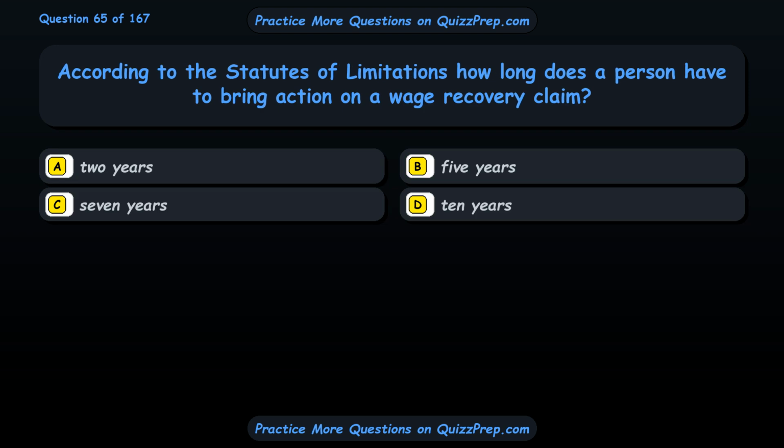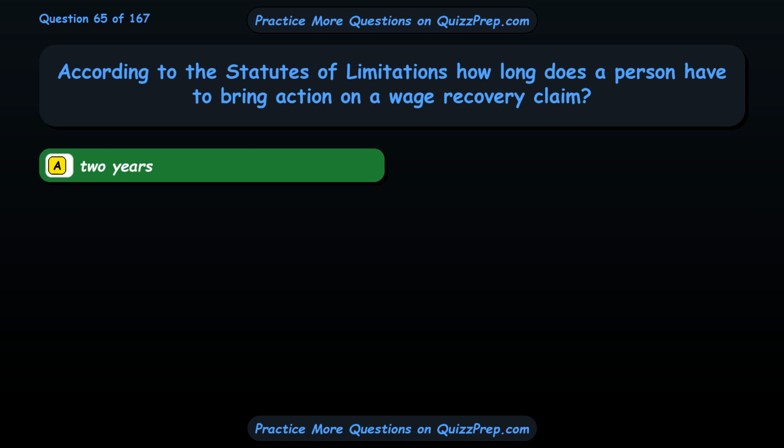Question 65. According to the statutes of limitations, how long does a person have to bring action on a wage recovery claim? Option A, 2 years. Option B, 5 years. Option C, 7 years. Option D, 10 years. The correct answer is option A, 2 years.